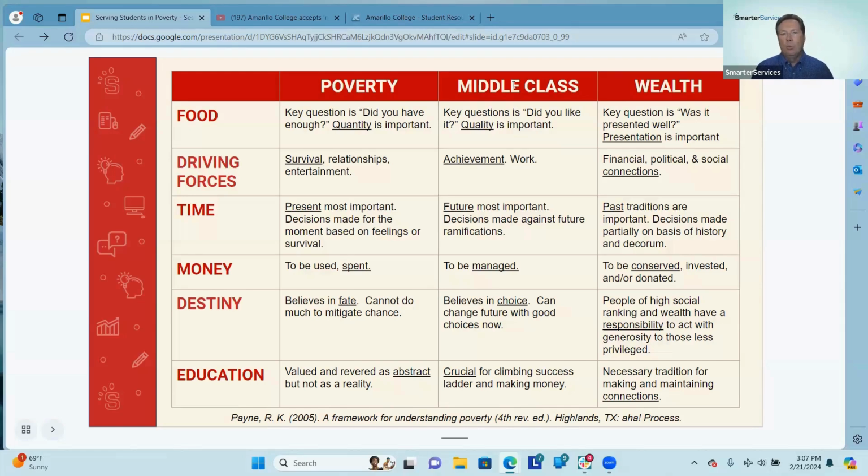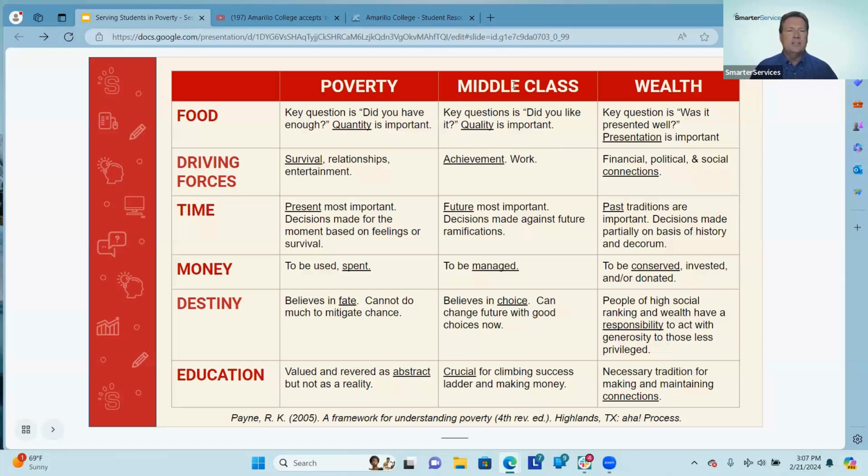Now, if you win the lottery, you may move immediately from poverty to middle class financially. But guess what? You're not going to have the norms and the patterns of thinking of people who have been wealthy for multiple generations. And that's very important. If you win the lottery, you're not immediately going to think like a person that's been wealthy for multiple generations. That's going to be important in a moment as we're talking about serving persons living in poverty.